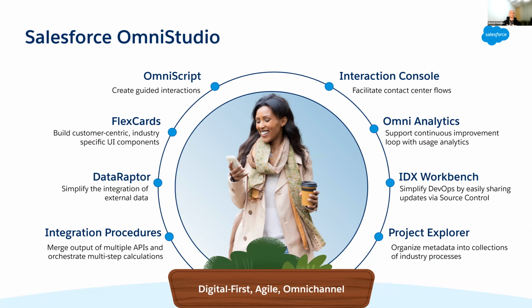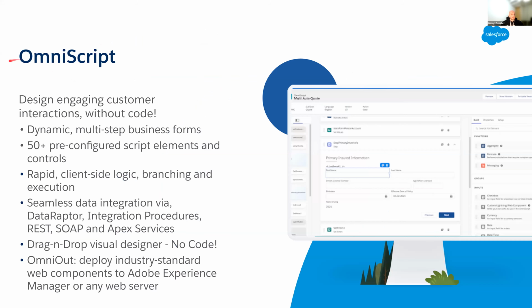So let's talk a little bit more about Omni Studio. Omni Studio consists of these 8 things, and today's focus will be specifically OmniScripts and Flex Cards. So to go into a little bit more detail about OmniScript, you can think of this as kind of similar to a screen flow within Salesforce. So it's a way of walking the user through a guided process.